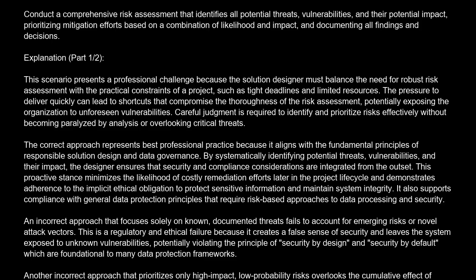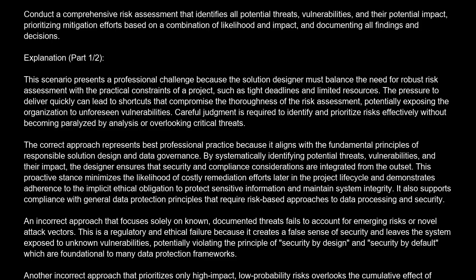Careful judgment is required to identify and prioritize risks effectively without becoming paralyzed by analysis or overlooking critical threats. The correct approach represents best professional practice because it aligns with the fundamental principles of responsible solution design and data governance. By systematically identifying potential threats, vulnerabilities, and their impact, the designer ensures that security and compliance considerations are integrated from the outset. This proactive stance minimizes the likelihood of costly remediation efforts later in the project lifecycle and demonstrates adherence to the implicit ethical obligation to protect sensitive information and maintain system integrity. It also supports compliance with general data protection principles that require risk-based approaches to data processing and security.